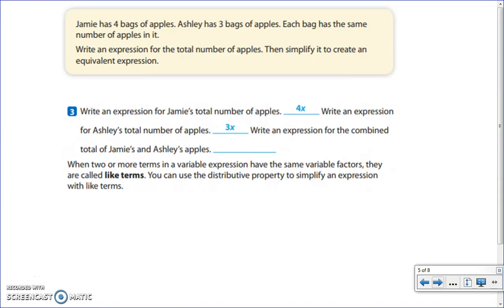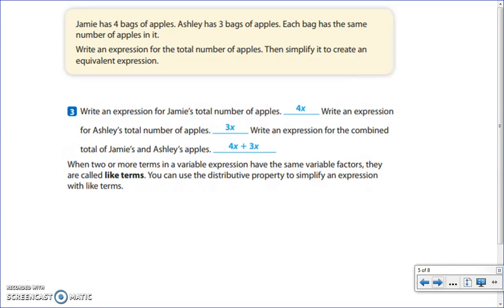It says write an expression for the combined total of Jamie's and Ashley's apples. Again, instead of writing x plus x plus blah, blah, blah on and on and on, it's a much more efficient way to write. It would be 4x plus 3x. If we're talking about Jamie's and Ashley's apples, you could even write 7x if you would like. I guess they will kind of want you to write 4x plus 3x just so that you can keep Jamie's bags and Ashley's bags separate, although we know that there's the same number of apples inside, so 7x would be appropriate as well.